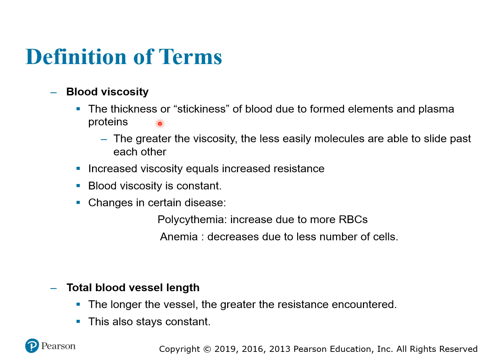And blood viscosity is relatively constant. Under normal conditions, the blood viscosity is constant. It is not a factor which can be immediately changed. It does change in certain diseases. For example, in polycythemia, we have an increased number of RBCs, and in anemia, we have a decreased number of cells. So in polycythemia, the blood becomes thicker, and in anemia, it becomes thinner. But under normal conditions, viscosity is not a factor which changes. It remains constant.